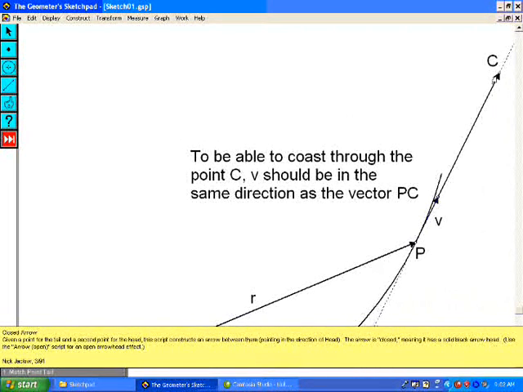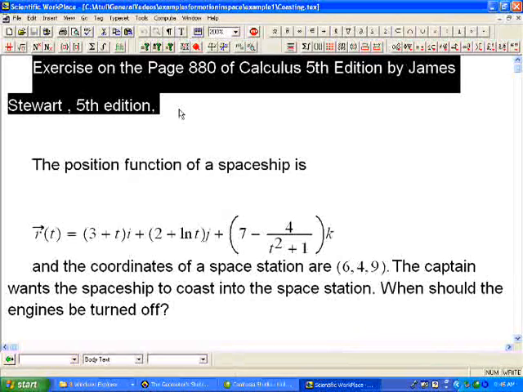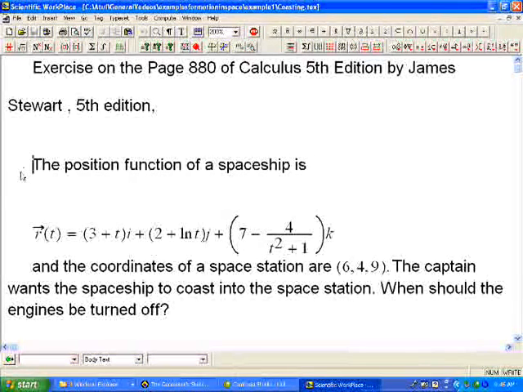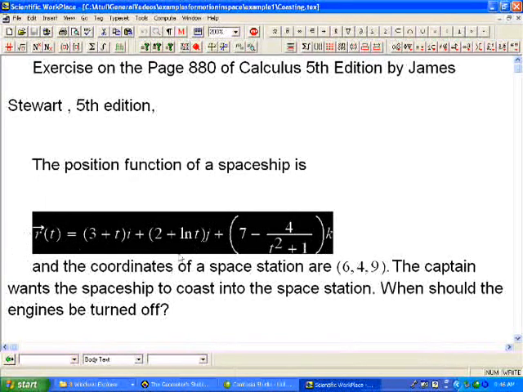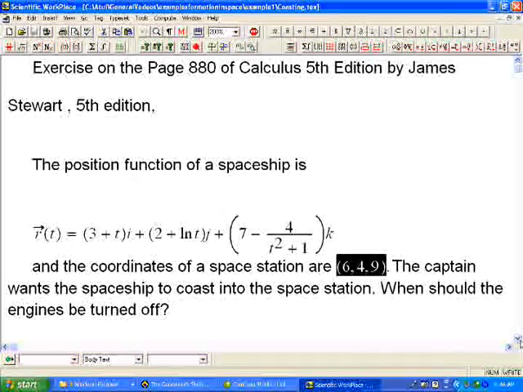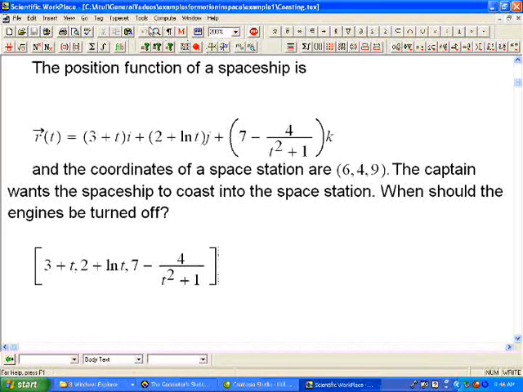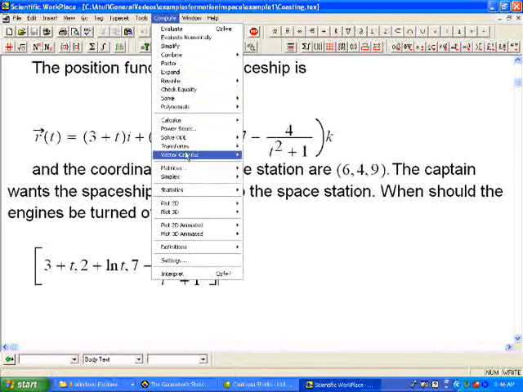Alright, now let's do an example to illustrate this. That's on page 880 of Calculus 5th edition by James Stewart. They give us the position function of a spaceship, and we have to find out when the engines of the spaceship should be turned off so that it is able to coast into a space station that is located at the point (6, 4, 9).